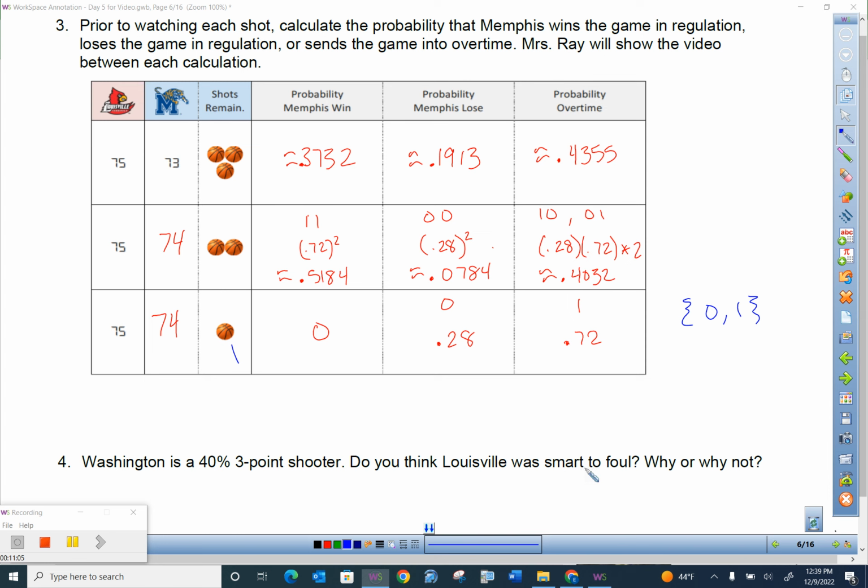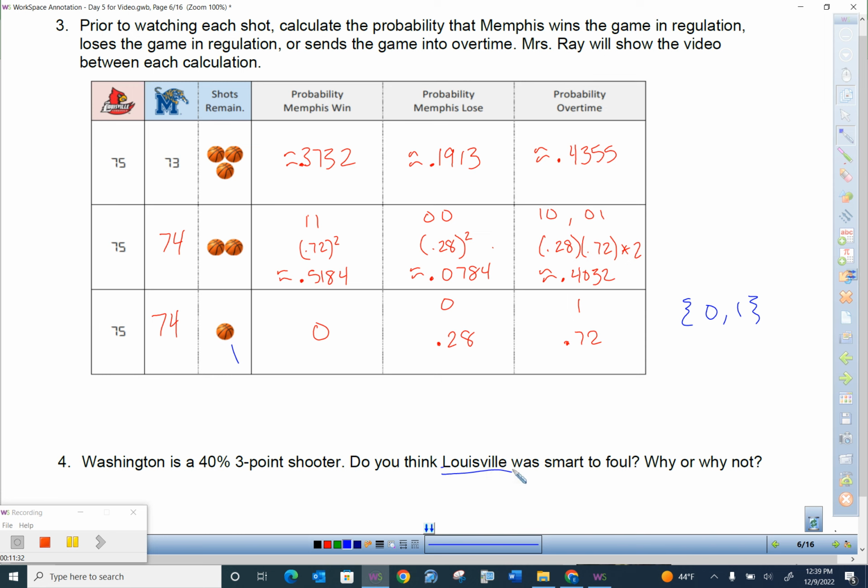A lot of times when teams are losing, they'll foul intentionally because that's their only way of potentially gaining points back: letting the other team shoot some free throws and hoping they miss. Then they get the ball back. But Louisville was the winning team at that point.